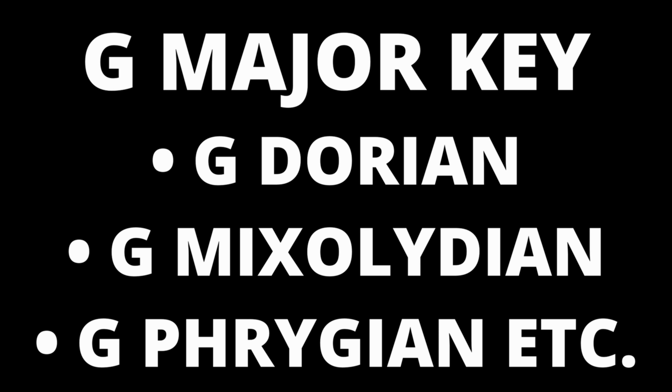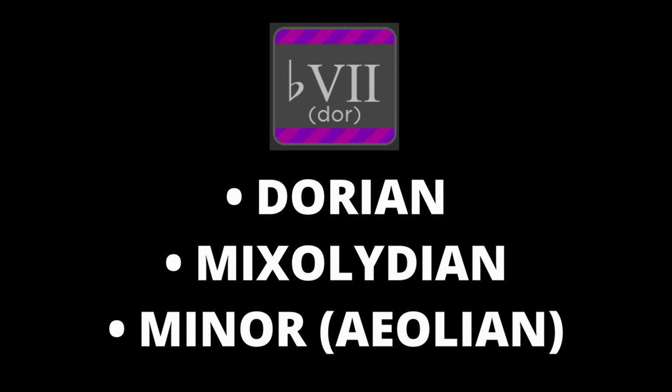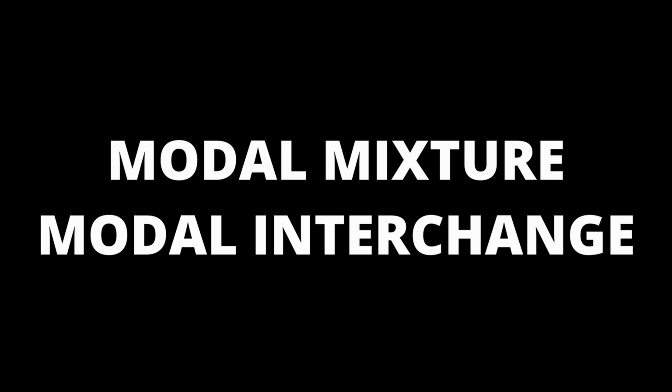You can also think of the flat 7 chord as being borrowed from parallel keys. A parallel key is any which has the same root or tonic note. For example, we're using G major, so parallel keys would include G Dorian, G Mixolydian, G Phrygian, etc. The flat 7 chord is borrowed from the parallel Dorian, Mixolydian, or minor keys. Another term that applies here is modal mixture or modal interchange. If this seems a bit confusing or advanced for you, then don't panic. Just follow the simple procedure earlier to construct your flat 7 chord.